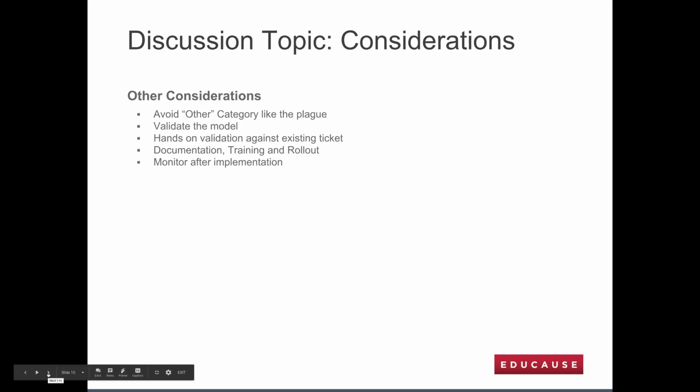Again, I mentioned before the hands-on validation against existing tickets before you go implement. Once you come up with a model and before you implement, you want to really test out the categorization against historical tickets. And then with the different departments that are going to be using the same model, make sure they're in there, give them a sample set of tickets, and make sure they can find the right categorization based on their previous tickets.